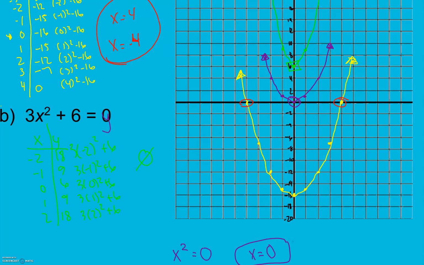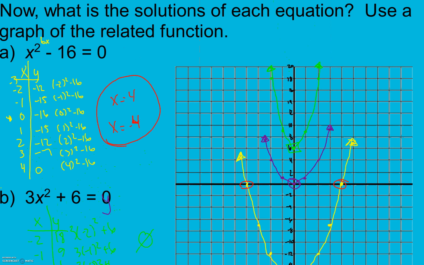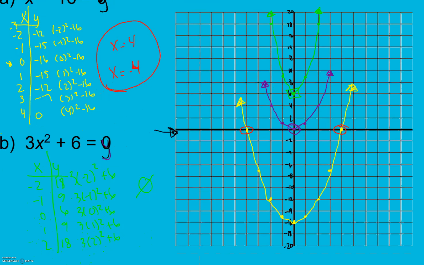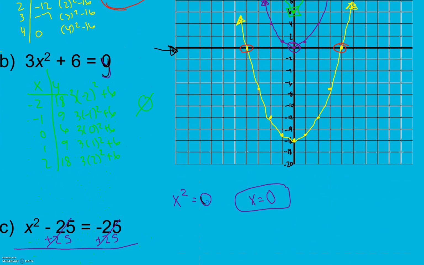One solution there. And again, I didn't write it every time, but the reason this works is because we're graphing the related function. So it's like we're replacing that 0 with a y, which gives us our x-axis. Once we get it set equal to 0, we're replacing that 0 with a y.